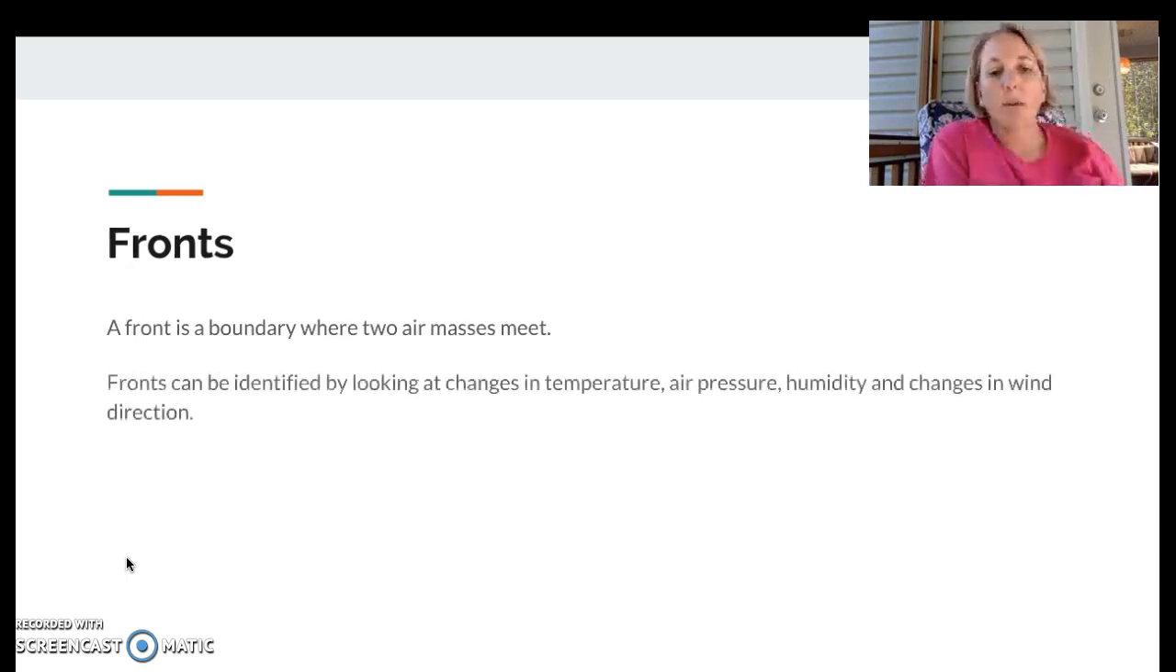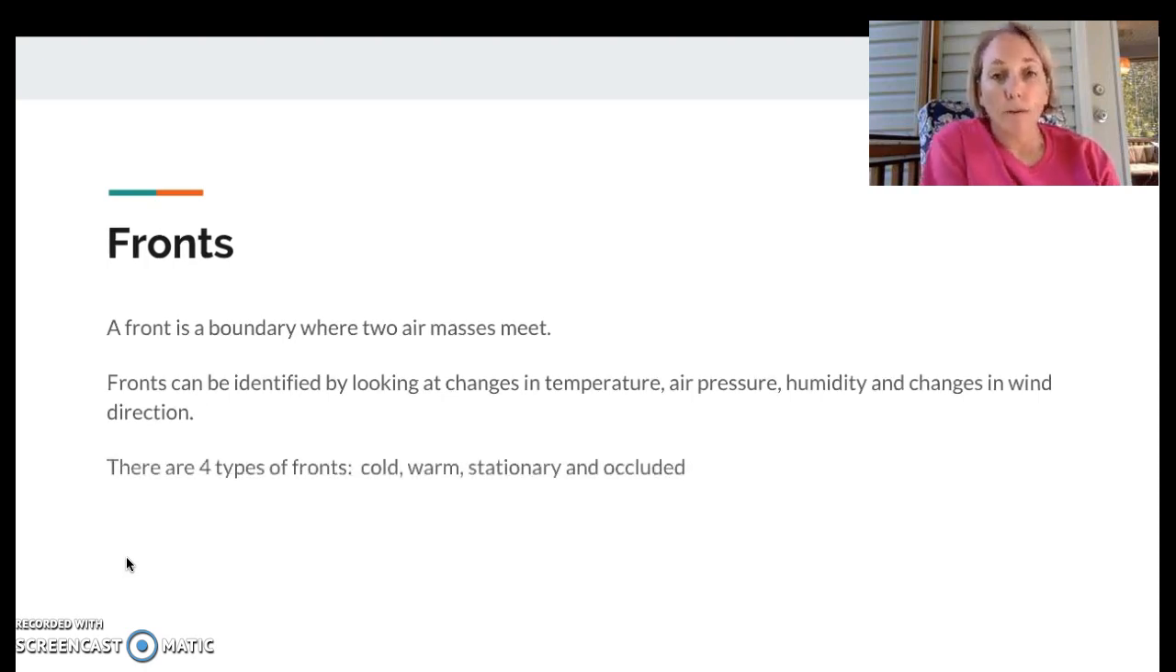Fronts can be identified by looking at changes in temperature, air pressure, humidity, and changes in wind direction. So if you think back to that lab that we did, we were looking at those weather symbols, looking at changes in air pressure, changes in wind direction, and changes in temperature and humidity. All of those are formed because of a front.